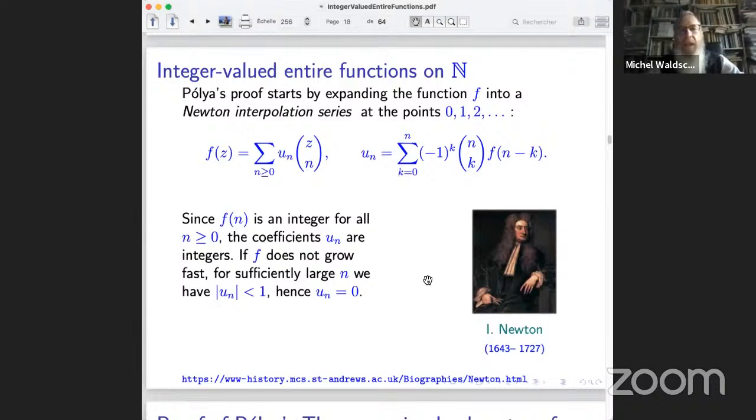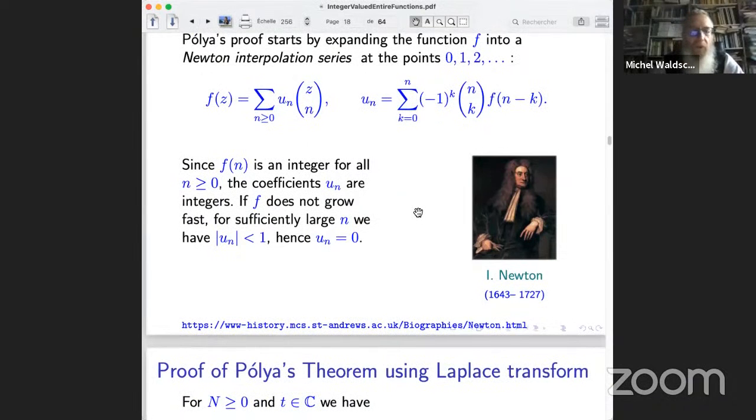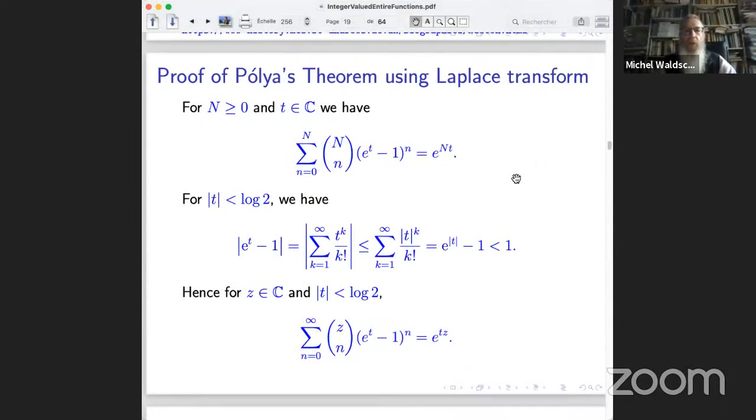The proof of Polya starts by expanding the function f into a Newton interpolation series at the points 0, 1, 2, and so on. So he expands this function as the sum of u_n z^n, and u_n is given by this formula in terms of the values of f at the integers. So if f(n) is an integer, then u_n is also an integer. And the proof of Polya consists in showing that if f does not grow too fast, then the absolute value of u_n is less than 1, and therefore u_n is 0 for n sufficiently large, and consequently f is a polynomial. I will give a little bit more detail for the proof by using the Laplace transform.